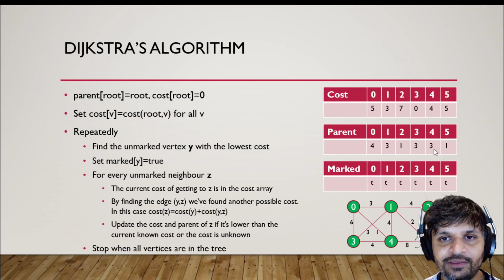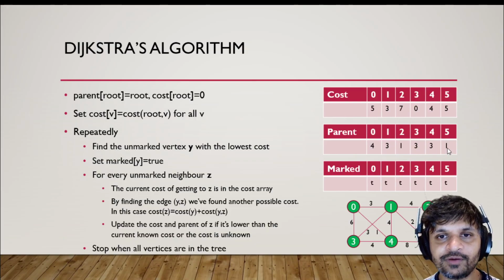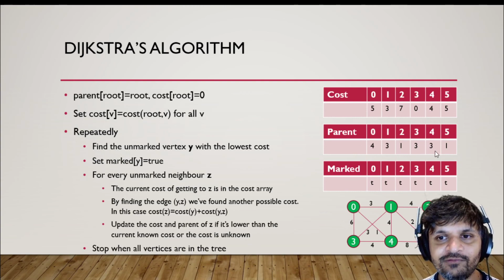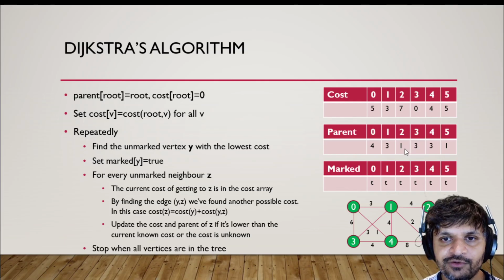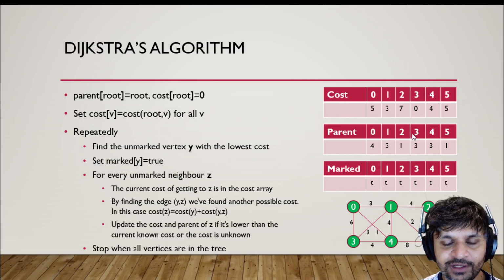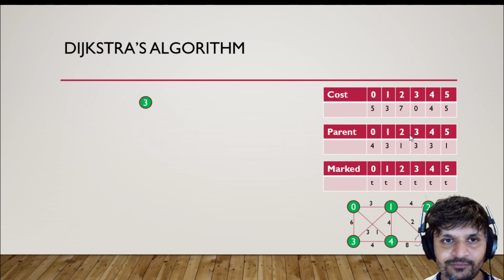So 4, 3, 1, 3, 3, 1. But what does this thing mean? How do you read this parent array? We did go through it in a previous lecture, but I'm just going to go through it again. So when I look at this parent array, I can see there's one vertex whose parent is itself. That means that one is the root because it has no parent. Every other vertex has a parent. Vertex 3 has no parent, so that means it must be the root.